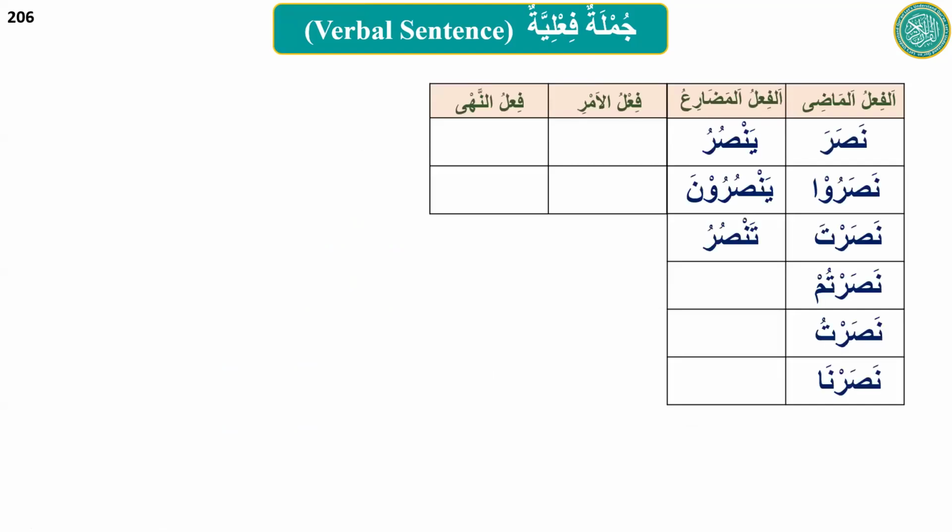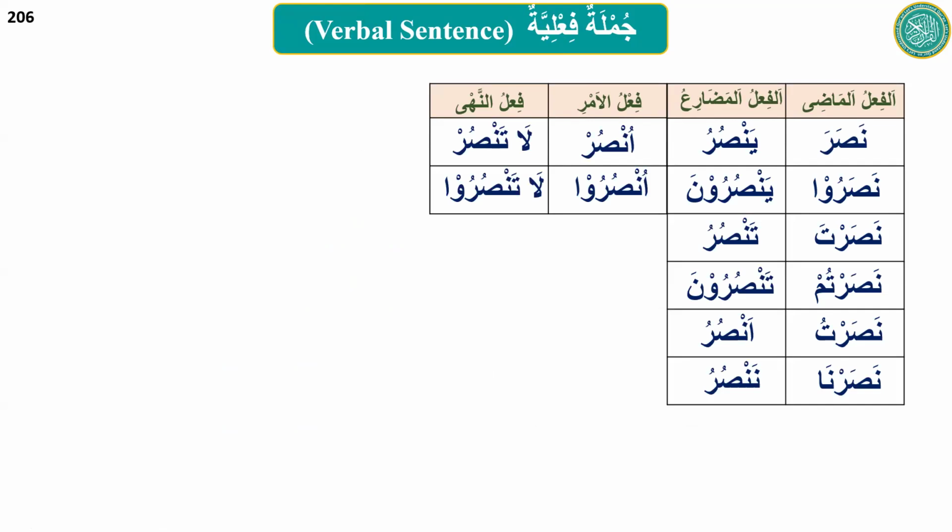Everybody knows this. If you don't know this, there is a problem. This is what we learned in the first few classes. So I have just written a part of the table. You see, I have written al-fi'lul madi, al-fi'lul mudari', fi'lul amr, and fi'lul nahi. I haven't included ism in it. The table is not complete.